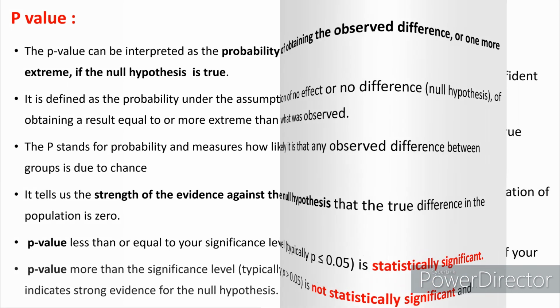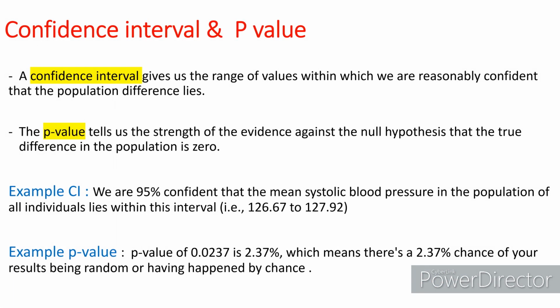And now coming to confidence interval and p-value, let's see the difference between these two. A confidence interval gives us the range of values within which we are reasonably confident that the population difference lies. Okay, we have already discussed this in the last chapter. Whereas the p-value tells us the strength of the evidence against the null hypothesis that the true difference in the population is 0. So that's the main difference between the confidence interval and p-value.